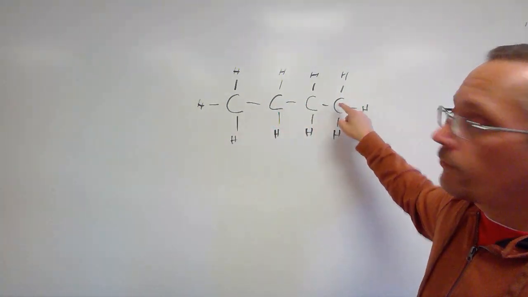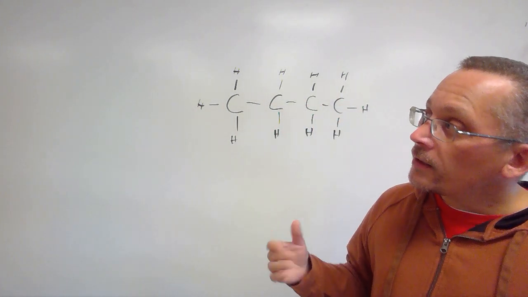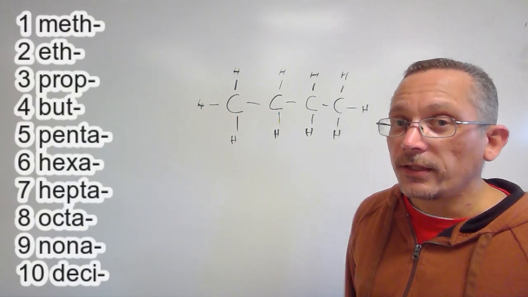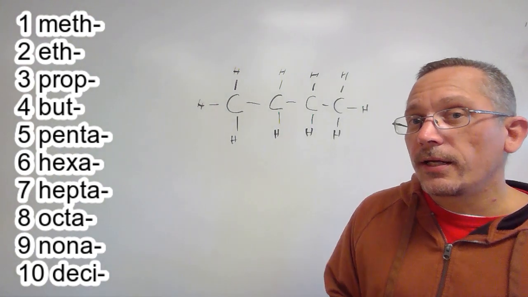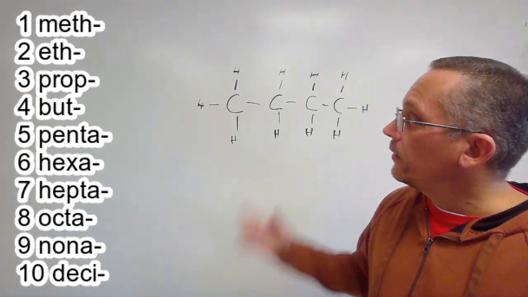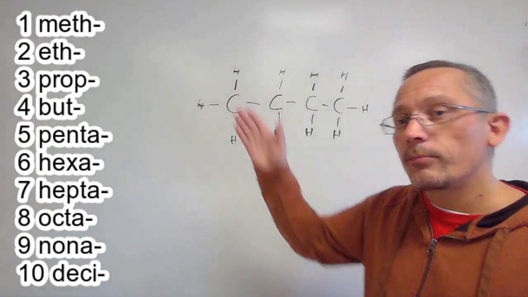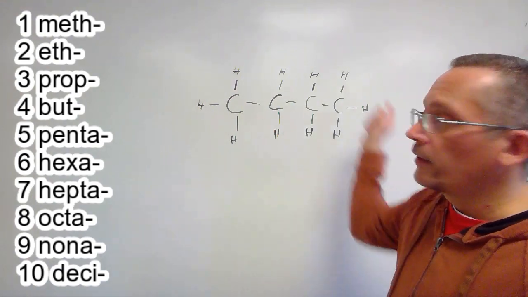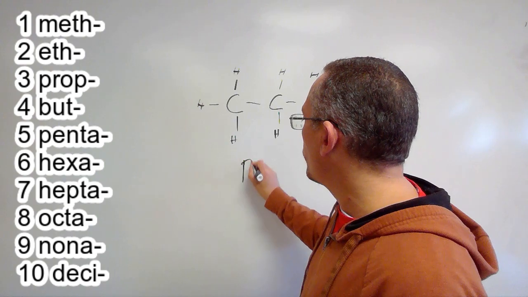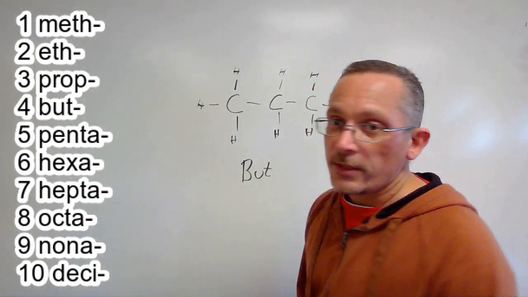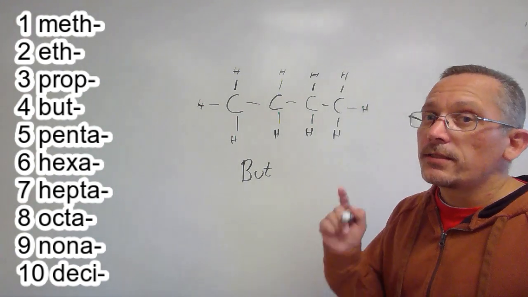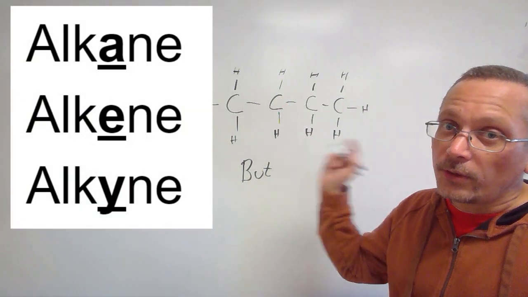1, 2, 3, 4. Now, there are prefixes for the number of carbon atoms. Here's a chart that tells you what the prefix is depending on the number of carbon atoms. If I have 1 carbon atom, the prefix is meth. If I had 2, it's eth. 3, prop. 4, but. This is 4, so the prefix that I'm going to use is but.